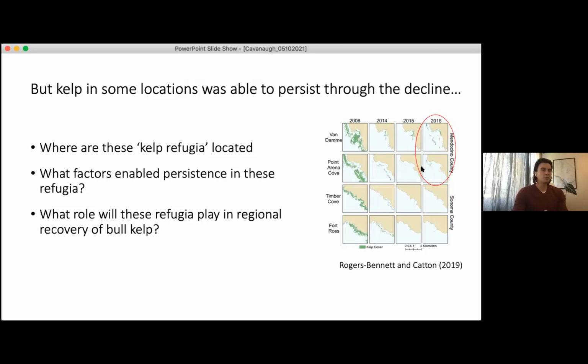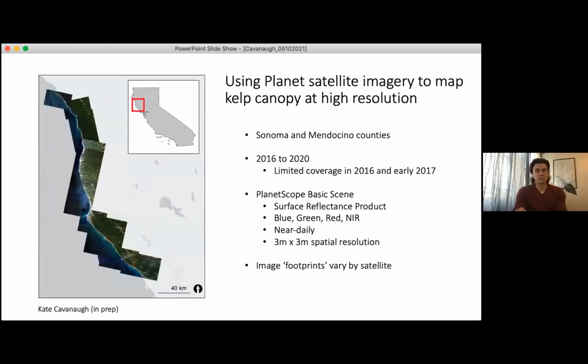So we're currently working on trying to understand where these refugia are and what factors enabled their persistence. I think that they're going to play a big role in the regional recovery of bull kelp once conditions improve. They're going to be the source of spores, basically, to almost reseed the other suitable habitat, once urchin populations go down. And so this work is really being led by my grad student, Kate.